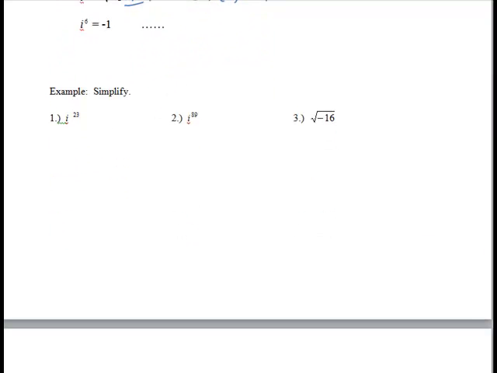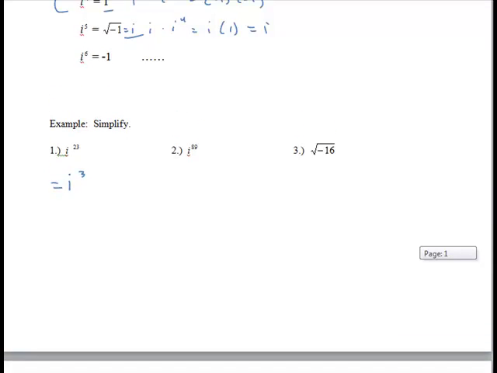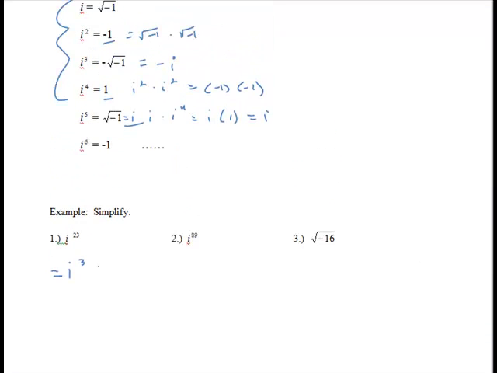i to the 23rd. Once again, every power of i will simplify to one of those four values: i, negative 1, negative i, or positive 1. In order to figure that out, what we're going to do is simply divide i's exponent, 23, by 4. We don't care how many times 4 goes into 23. What we're interested in is the remainder. So the remainder, when 23 is divided by 4, is 3. So i to the 23rd is equal to i to the third, and i to the third is simply equal to negative 1. Excuse me, negative i.